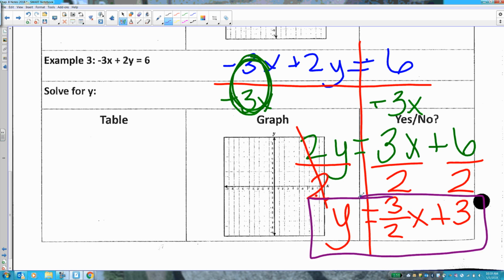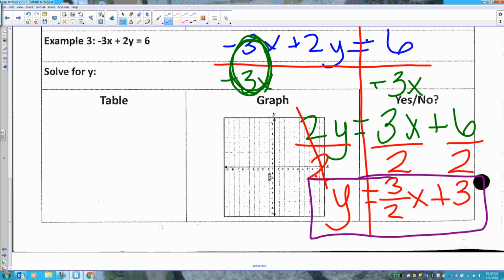So now we have it as y equals. That's all I want you to do on this side. We're going to work on this tomorrow, but hopefully you got y equals 3 over 2x plus 3. You don't need to do any of the examples on the back. All right, watch as many times as you need.